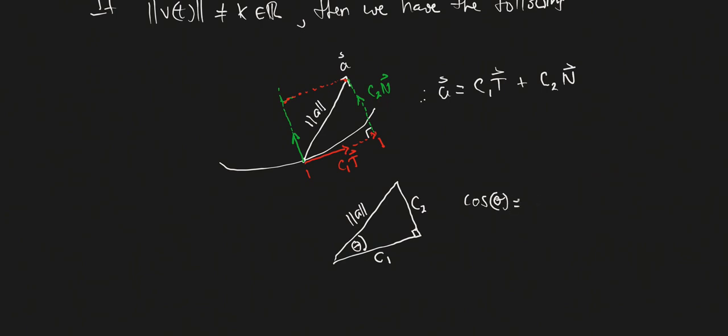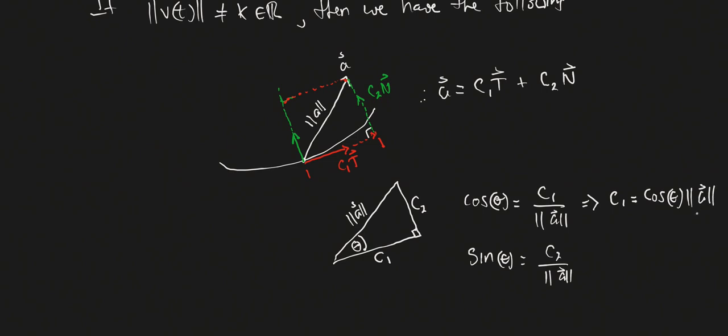So if I start with C1, I could say that the cosine of theta is equal to C1 over the magnitude of A, right? And same thing, I could say that the sine of theta would be C2 over the magnitude of A. So this tells me that C1 is equal to the cosine of theta times the magnitude of acceleration, and this tells me that C2 is the sine of theta times the magnitude of acceleration.